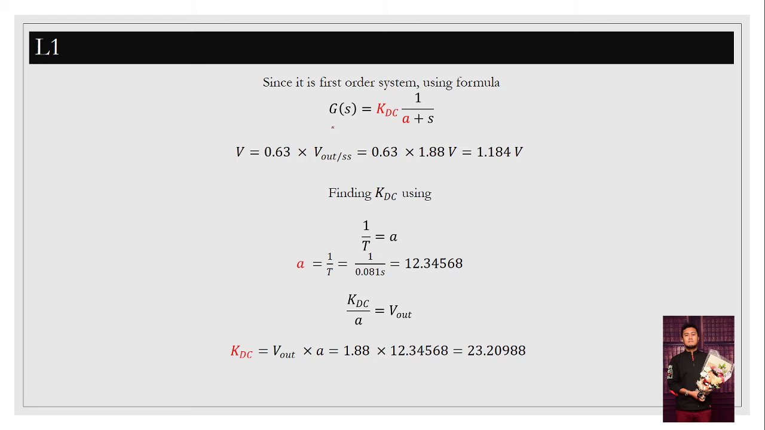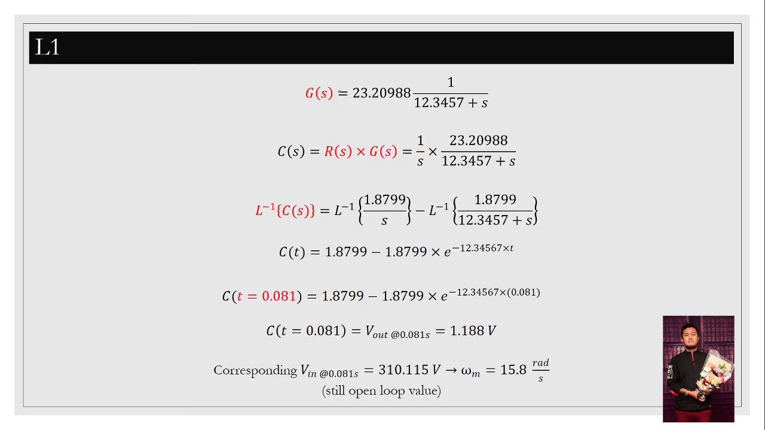First order system has this formula GS equals to KDC over A plus S, where we can find the KDC from the formula here, and also A from the formula 1 over T, where T we get from the 60% value of the final value just now. So when we input the value here and value here into the equation, we get GS with this formula, and the lab report required us to find what is the output of the motor when t equals to 0.081 second just now.